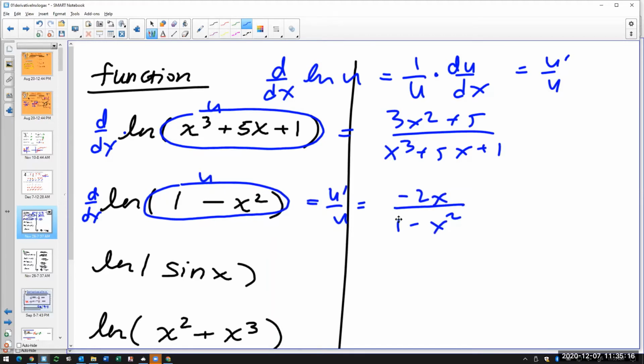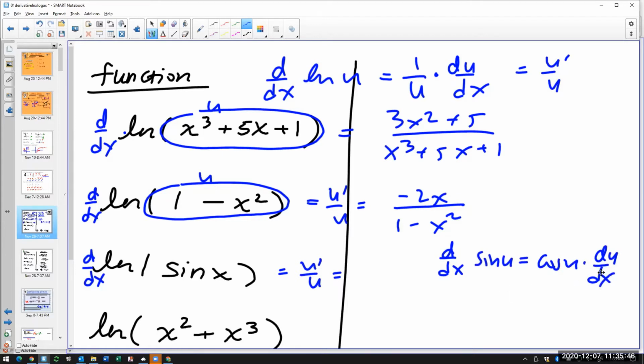Is it getting easier? Okay, so what's the derivative of ln of sine x? It's u prime over u. So it's the derivative of sine x. You also have to have this somewhere on your formula sheet, hopefully. It's on the front if you want to put it in. The derivative of sine u is equal to cosine u times du dx. Don't forget the times du dx because it's actually chain rule there. So the derivative of sine x is cosine x times the derivative of x, which is 1.